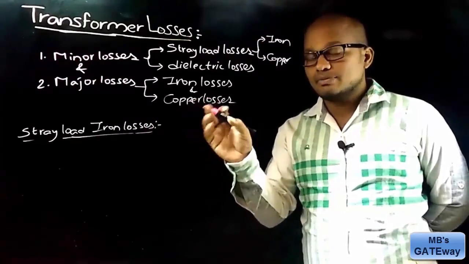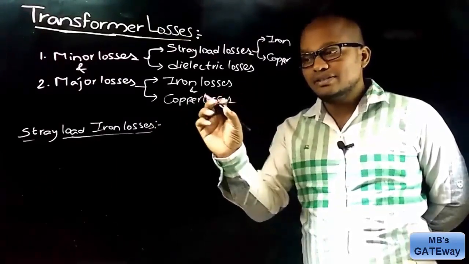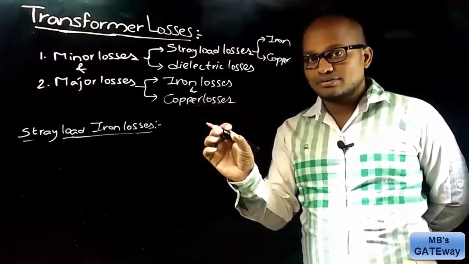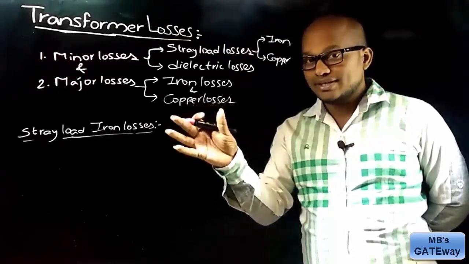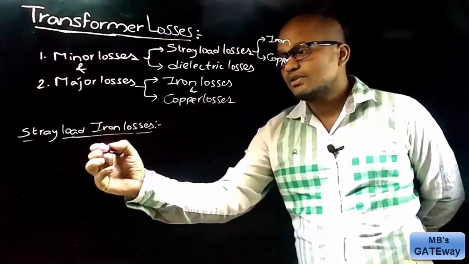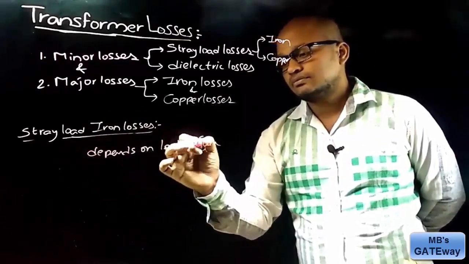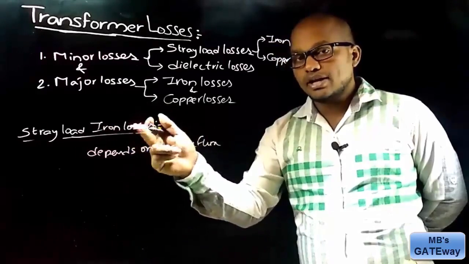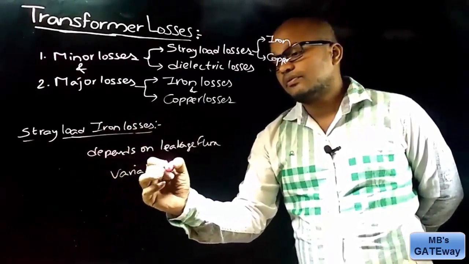Next, stray load iron losses. These losses occur because of the leakage flux linking with the metallic parts other than the transformer core, that is bolts, nuts and the transformer case, etc. And as these losses depend on leakage flux, stray load iron losses come under variable losses.